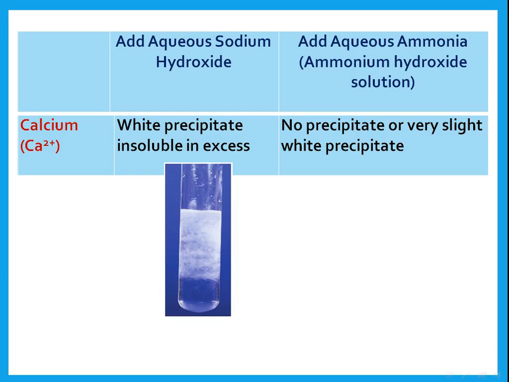Now, what if I add aqueous ammonia, ammonium hydroxide solution, to something that has calcium ions? Then I could get either no precipitate or very slight white precipitate. So you write all of that. So if we say aqueous ammonia with calcium, what is the observation? No precipitate or very slight white precipitate. All of it. Don't choose one of them.